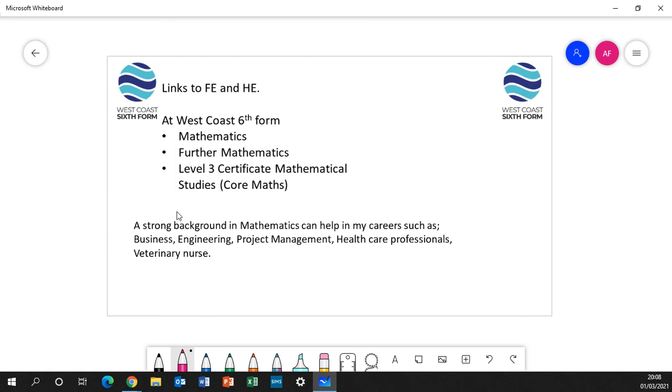One of the things that we try to link in through our GCSE, and in further education and higher education, is how a strong mathematical background is beneficial to you in many, many careers, such as business, engineering, project management, and in the healthcare profession, either as a nurse or a veterinary nurse.